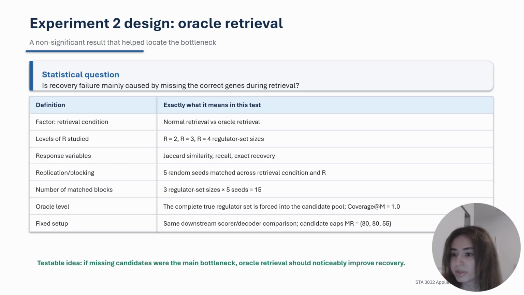So same replications: we had 5 seeds and 3 regulator sizes, and if we multiply, 3 times 5 gives us 15. We also have 2 different conditions, so it's 30 outcomes in total, but 15 pair differences, because we are comparing 2 different retrieval strategies here.